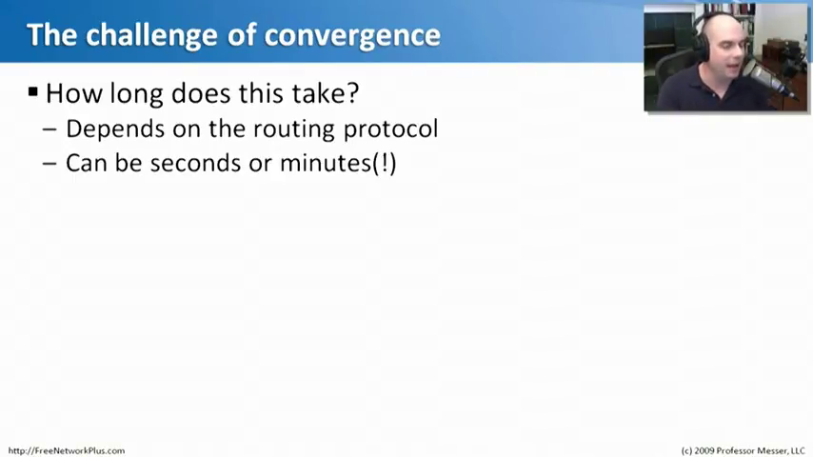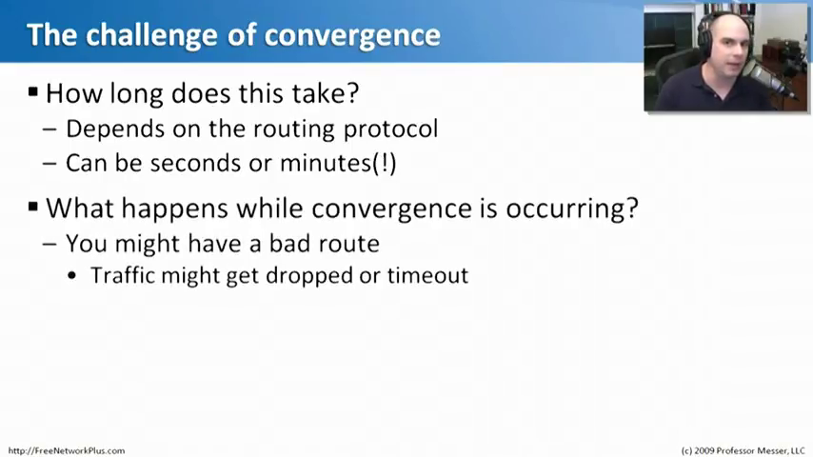Now, during that time, as this convergence is taking place, what happens to your packets that are going into your router and they don't know where they're going? Well, your router may have a bad route. It might still be trying to send it to a network that no longer exists, or the traffic might just time out. The packets might just fall all over the floor. The router doesn't know what to do with them, throws them out completely. And in those situations, that just happens to be the way the routing protocol works. And you made that decision.